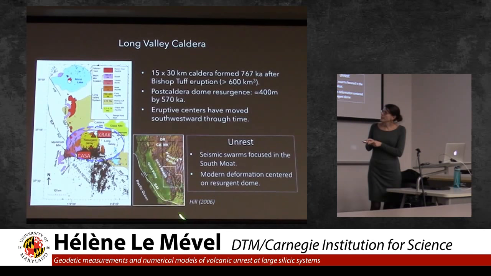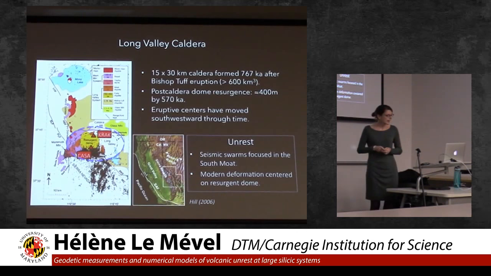And here is a simplified geological map. The eruptive centers have moved southwestward through time, starting with the Glass Mountain rhyolite, the Bishop Tuff, and the early rhyolite in the caldera. But more recently, the activity has focused in the northwest, in the Mono Inyo crater chain here in red.